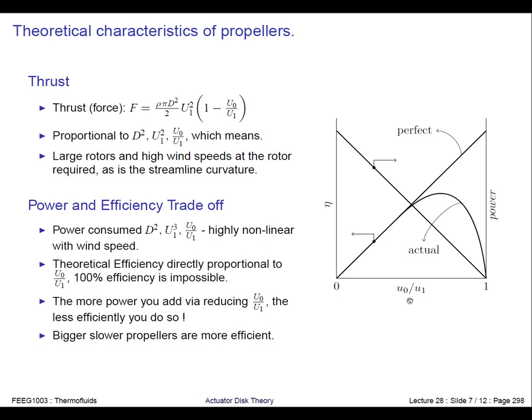So what this tells us is when U0 over U1 is equal to 1, we have perfect efficiency, but we're not drawing any power, or we're not adding any power to the propeller. What's happening is that the streamlines going through the propeller are parallel, and there's no compression of the streamlines. So U0 over U1 is 1, and we don't add any power. As soon as we start extracting power, our streamlines converge to the propeller, and our efficiency reduces.